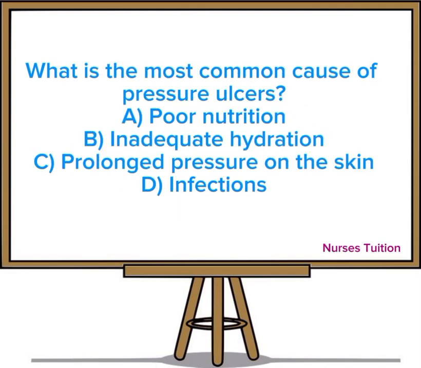What is the most common cause of pressure ulcers? A. Poor nutrition. B. Inadequate hydration. C. Prolonged pressure on the skin. D. Infections.